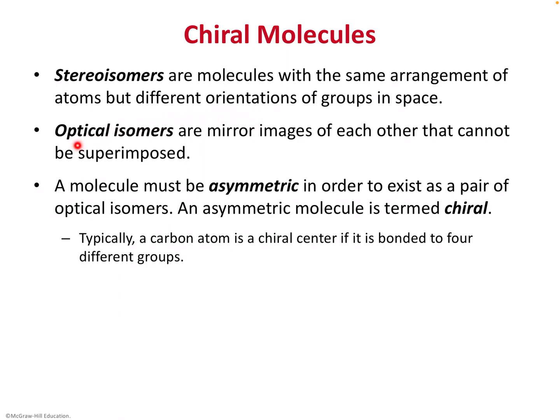Under that you will find optical isomers. Optical isomers are mirror images of each other that cannot be superimposed. Meaning you can create one molecule, you can create another molecule, and that is going to be the mirror image of the first one. So those two compounds, you cannot put one on top of the other and make identical molecules. We call them optical isomers. They are mirror images of each other that cannot be superimposed.